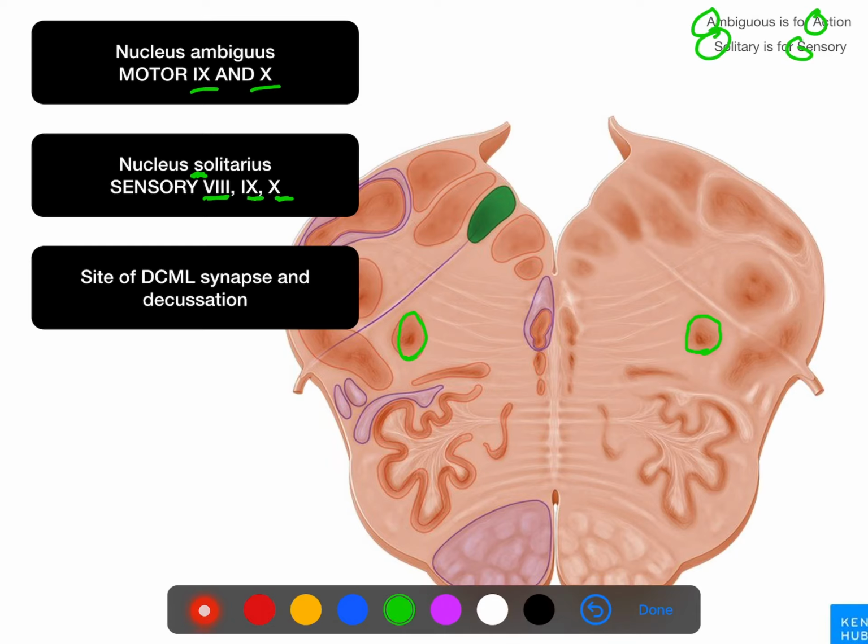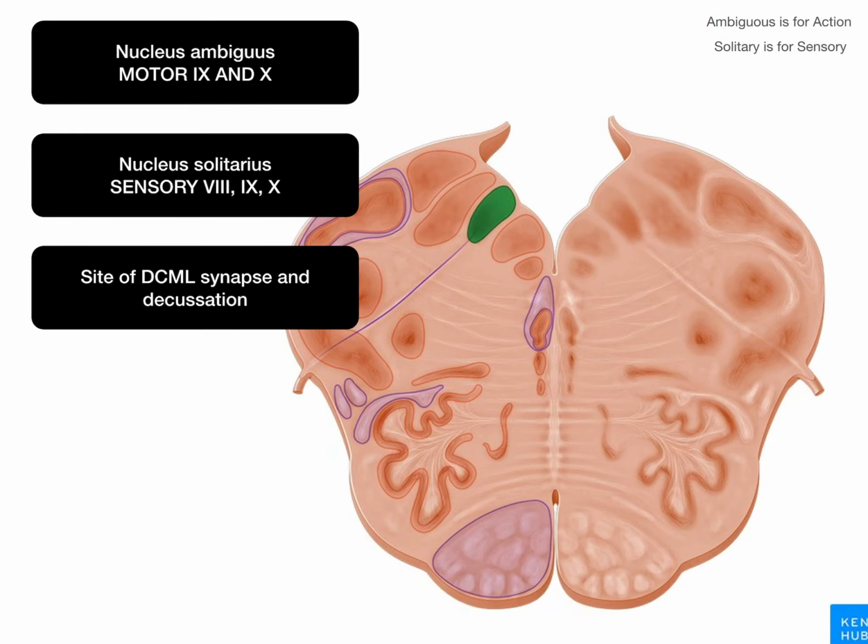And remember that the site of the dorsal column-medial lemniscus synapse is here, so our gracile and our cuneate nucleus. That's an accessory cuneate, but don't worry about that. Gracile, cuneate, and then the decussation. You can't see it at this level really, but fibres cross over. In fact, you know what? I've inverted this completely, haven't I? It's deep enough that you can see it, so don't worry about that.